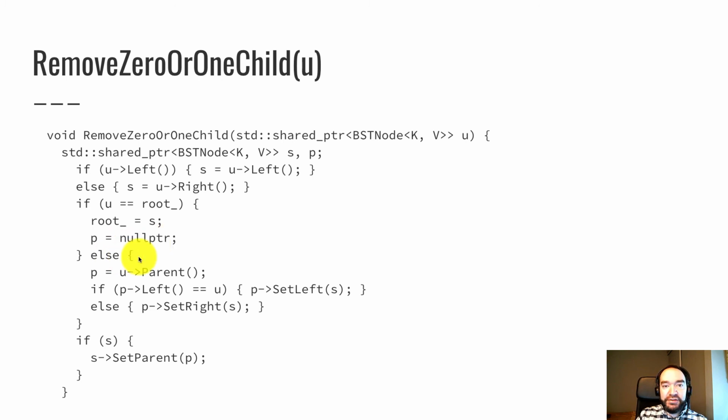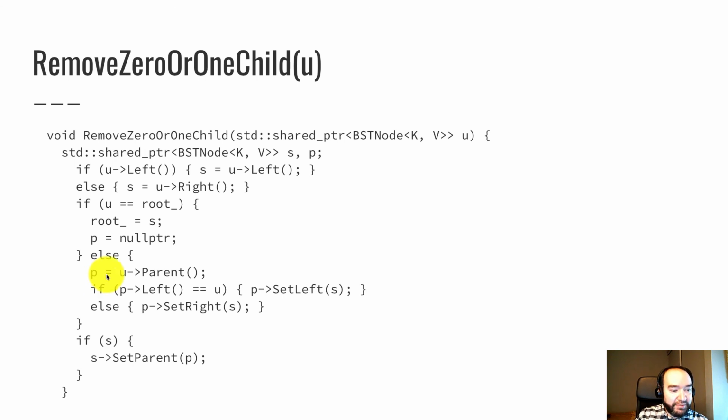Else, that means U is not the root, so U is a child of some parent P. We calculate that parent here. P is U's parent. Just follow the parent pointer of U. And P is going to become the parent of S. But currently, P is the parent of U. And now we need to decide, is it P's left child pointer or right child pointer that needs to change to point at S? So we're filling the hole of U. The downward left or right pointer of P is going to skip over U and go directly to S downward.